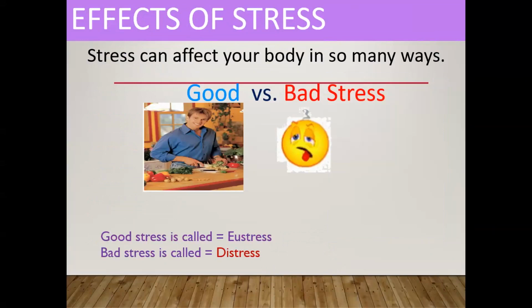Now, stress can affect your body in so many ways, as we saw before. But did you know that there are actually two types of stress? Yes, there's good stress and there is also bad stress. Good stress is called eustress and bad stress is called distress. We're very familiar with distress, but not very many persons know that eustress exists.